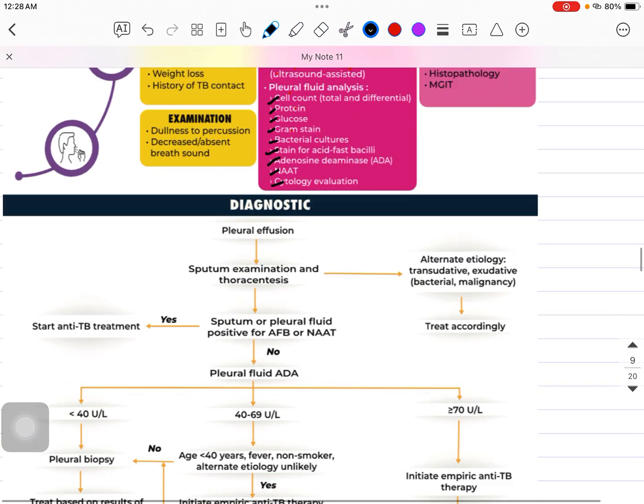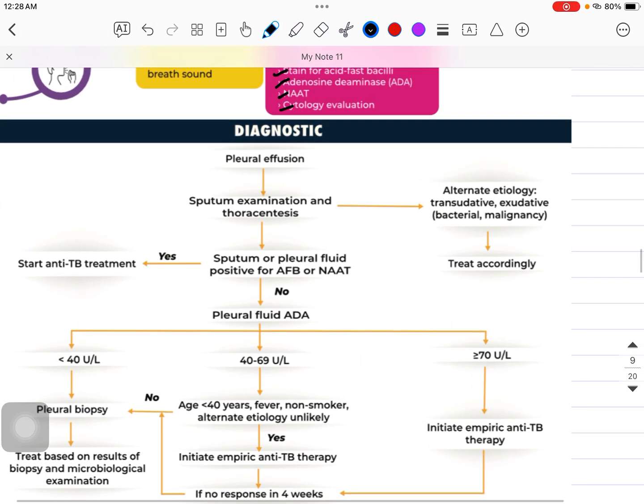Okay, fine. Now let's say there is a case of pleural effusion, right? You will be doing what? You will be doing the sputum examination and the thoracentesis, right? There is a chance that there could be an alternative etiology; there could be transudative, there could be exudative, or there could be some malignancy as well. You need to treat them accordingly. But let's say the sputum or pleural fluid you did is positive for AFB or the NAT, straight away you can start the ATT treatment.